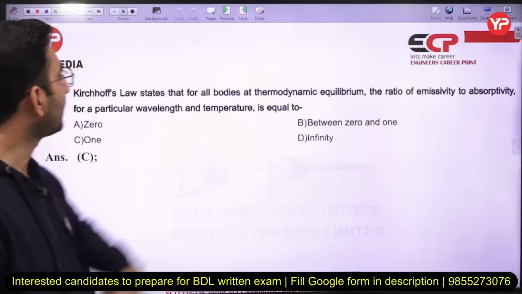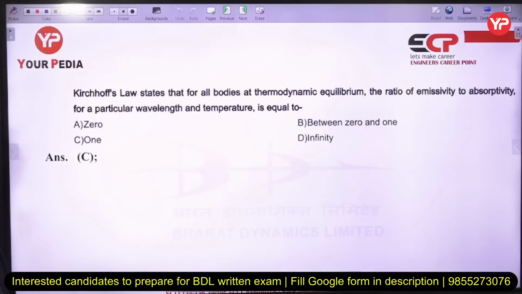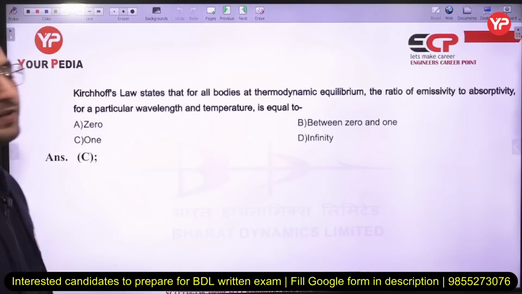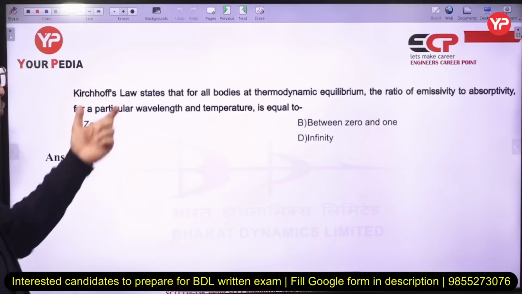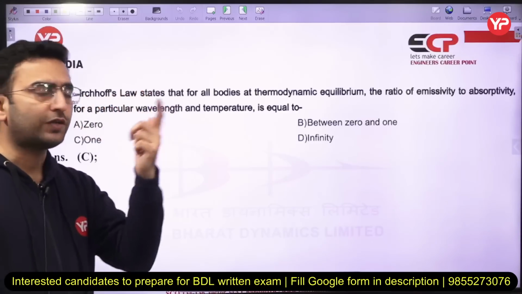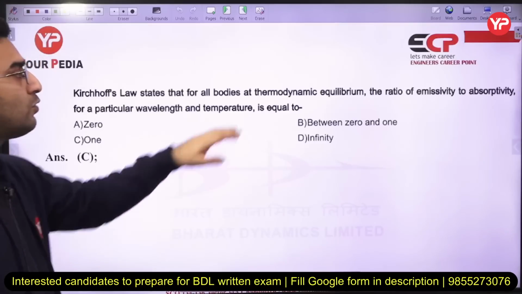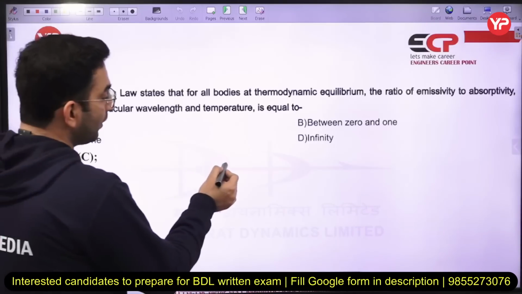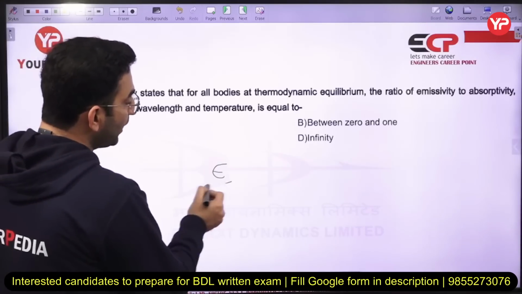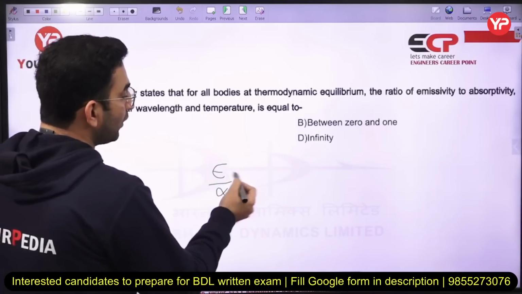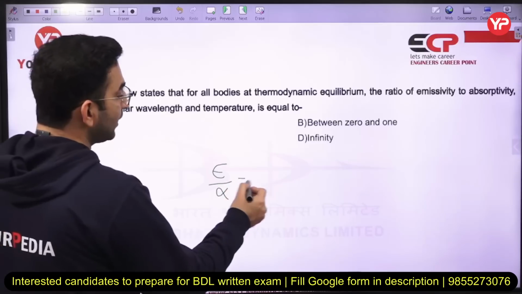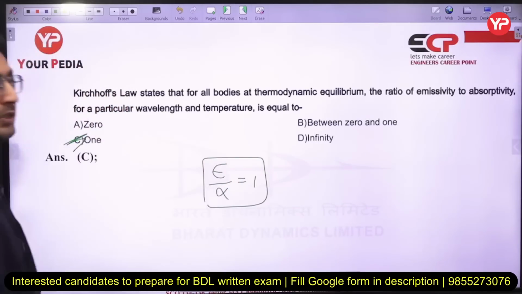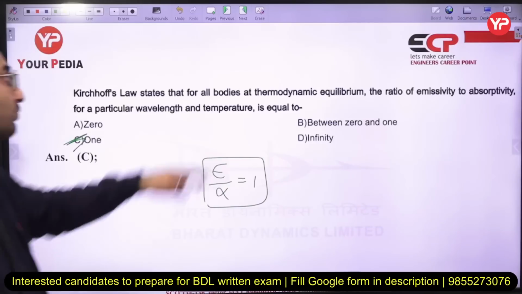The next part, Kirchhoff law states that for all the bodies at thermodynamic equilibrium, the ratio of the emissivity to absorptivity. That's a very simple question. Actually, the Kirchhoff law, which you covered in the radiation part of the heat transfer, it states that whenever two bodies are in thermodynamic equilibrium, in that case, the ratio of the emissivity to the absorptivity is basically equal to each other. Okay, or we can say the ratio of emissivity to the absorptivity is equal to 1 here. So option number C is going to be the correct one here.